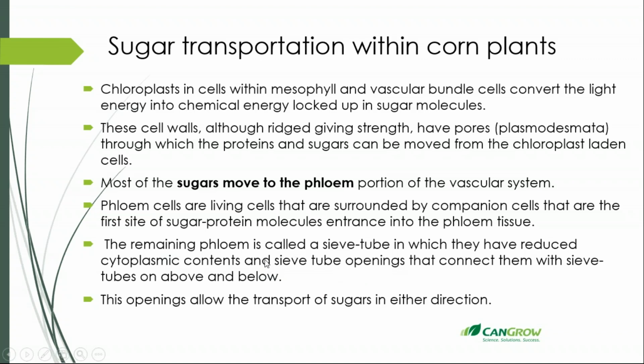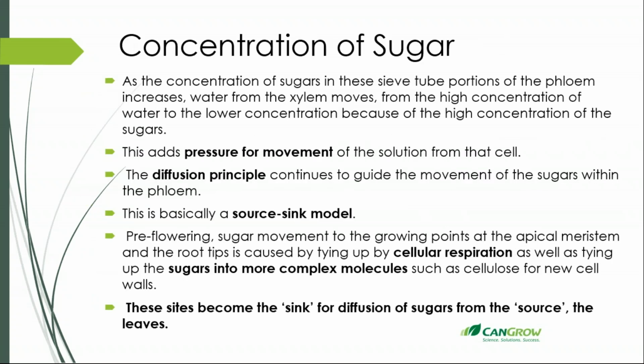there are openings on both ends. So this opening allows the transportation of sugars either up the plant or down the plant. It can move in two different directions to the growing point. Meristematic tissue and leaves can move to the growing points in the roots. So sugar transportation within the corn plant is what we're talking about here.